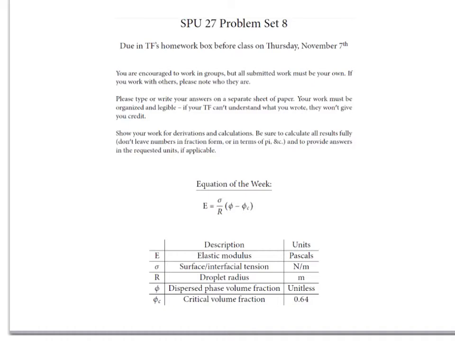So our equation of the week this week tells us the elasticity of an emulsion when the volume fraction of the dispersed phase gets so high that it starts to behave like a solid. Remember, last week we said that the viscosity of an emulsion really starts to rise when the volume fraction gets above 50%. When it gets all the way up to 0.64 or higher, it actually starts to behave like a solid instead. So we've got a couple of problems this week that help you practice using this equation, as well as an updated project proposal we'll talk about later.